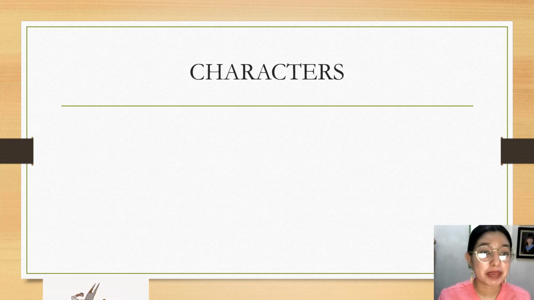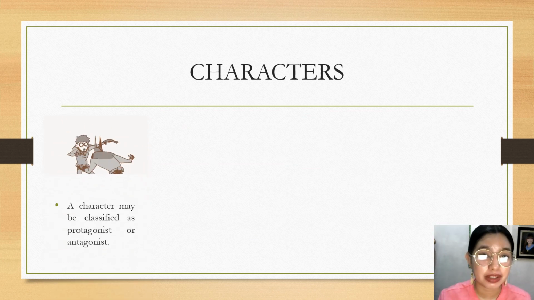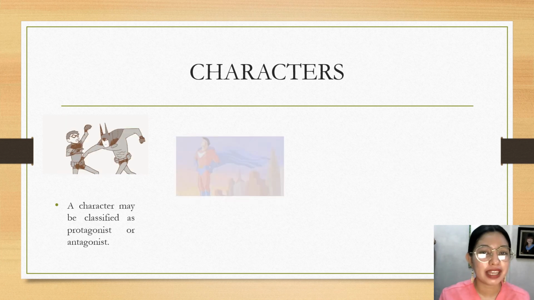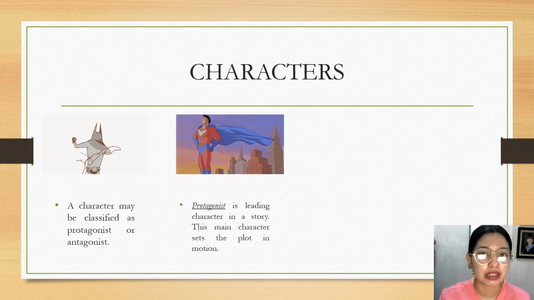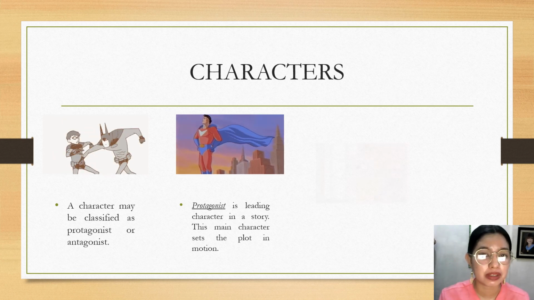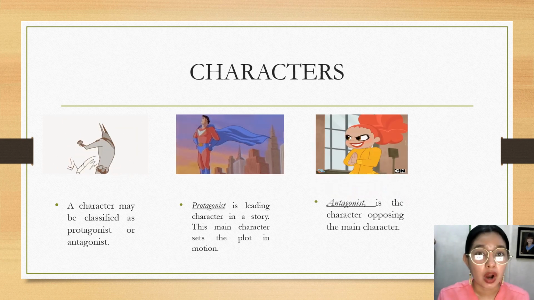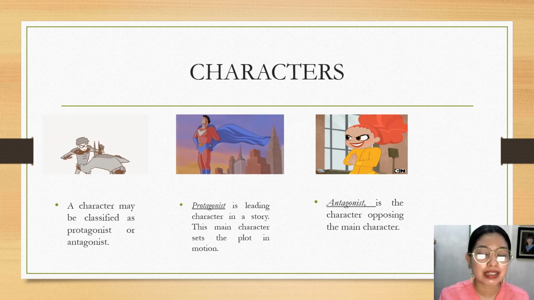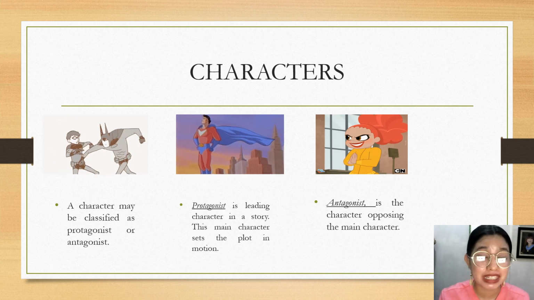Characters may be classified into two: protagonist and antagonist. The protagonist is the leading character in the story, so he is considered the main character. On the other hand, the antagonist is the character opposing the main character.